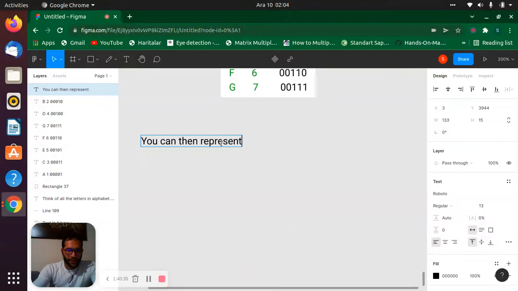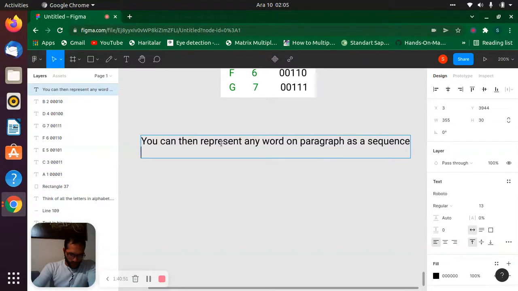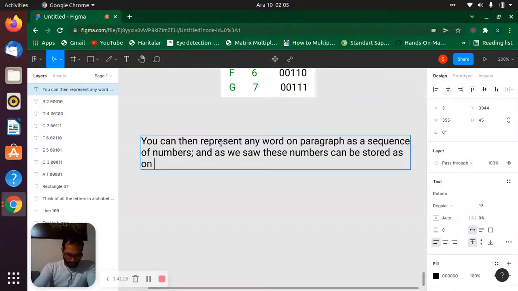You can represent any word on a paragraph as a sequence of numbers, and as we saw, these numbers can be stored as on or off electric signals. This is amazing.